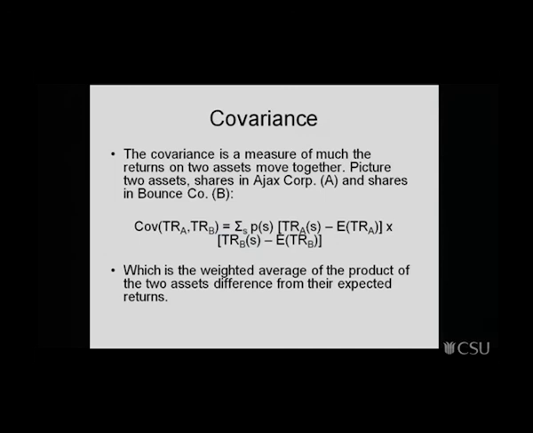So that's why we have the E of total return, expected total return of A in there, and the expected total return of B. And we take the difference between how A turned out, total return of A, minus its expected, and we multiply that by how well B did, total return of B, minus B's expected value. Multiply those two together and multiply that by the probability. And we sum that over each of the three states that we're thinking about. And that's going to tell us about our covariance. Remember, the covariance tells us how these two variables are moving together.